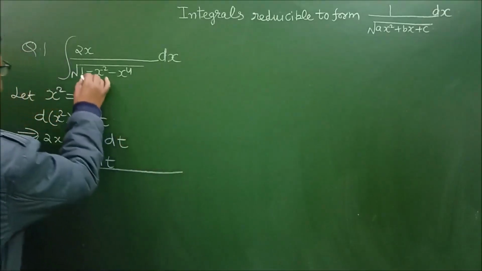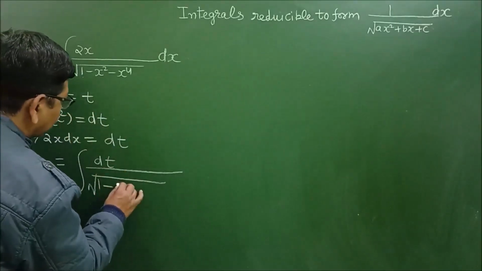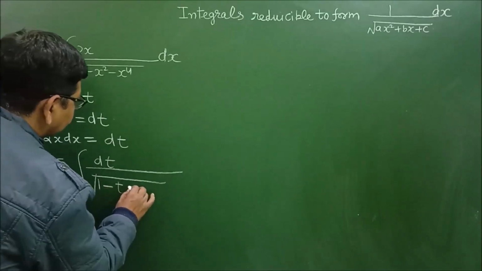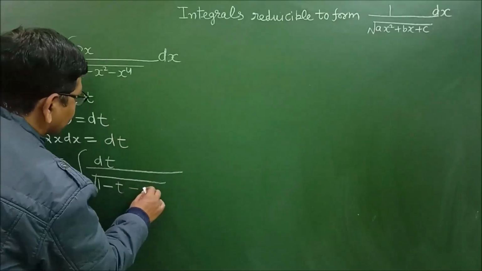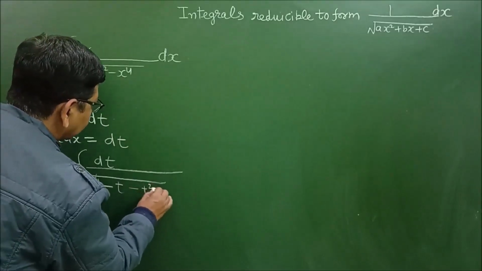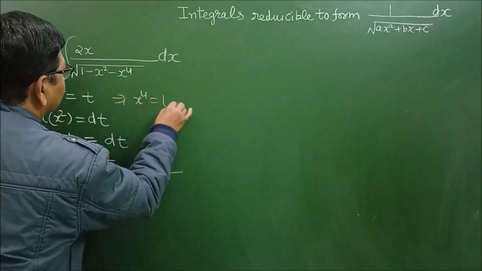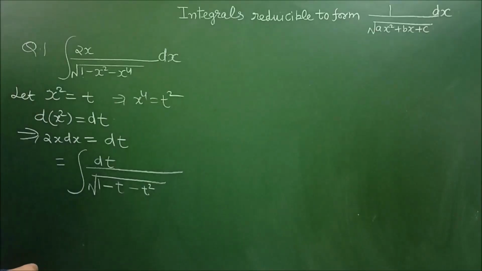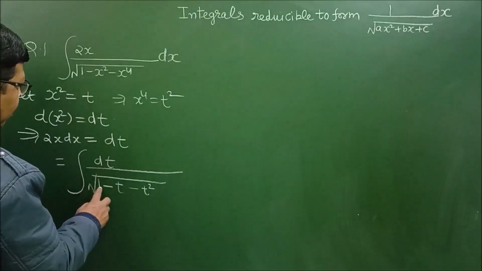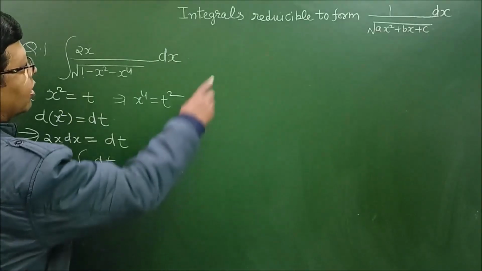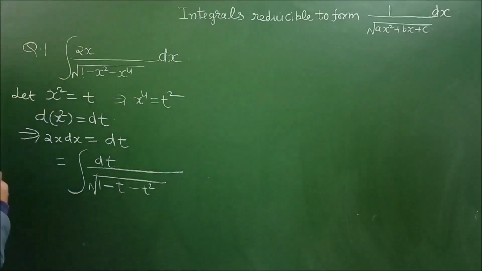upon under root of 1 minus x square, which is t, minus x^4, which is t square, because x square is equal to t implies that x^4 is equal to t square. So this integral reduces to the form dt upon under root 1 minus t square, which is in the form 1 upon under root of ax square plus bx plus c, this type of form.